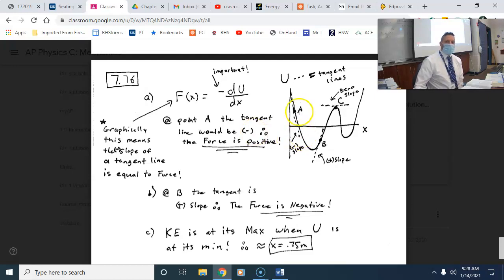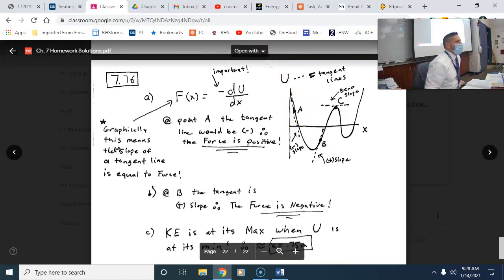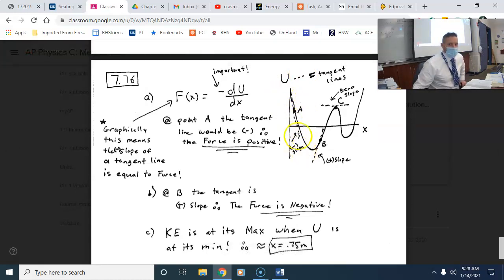So we could see from the graph, we've got to understand derivatives graphically, like we always have in the past. All right. At point A, the line drawn tangent to point A, which is graphically represented by the derivative, would have what kind of slope? Point A is right here, right? A tangent line would go like that. It would have a negative slope, right? But we take the negative derivative. So if the derivative is a negative slope, it actually flips it for the force, right?